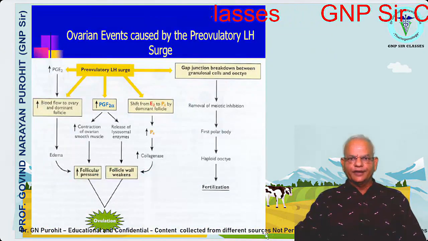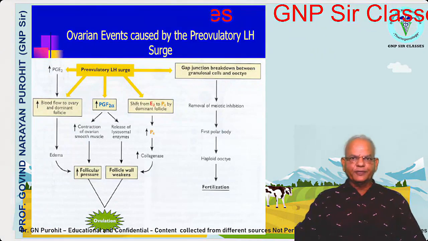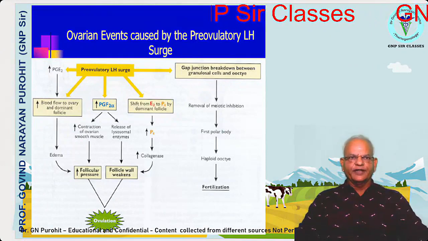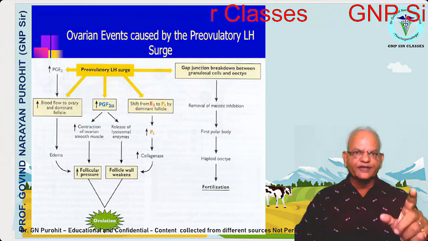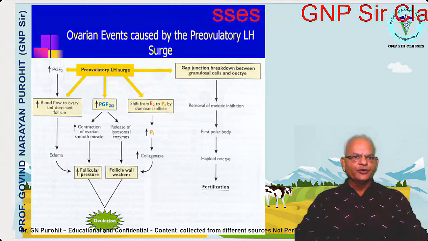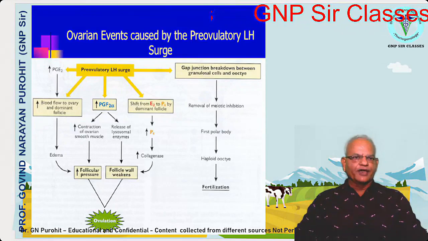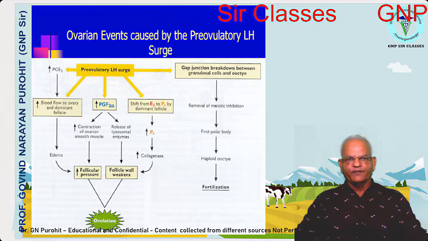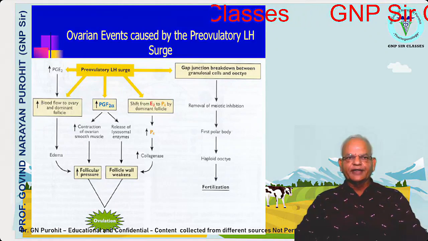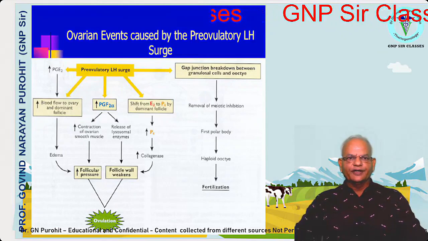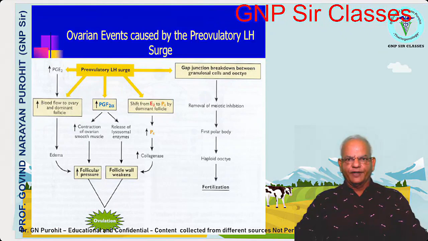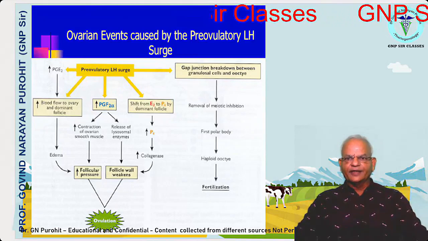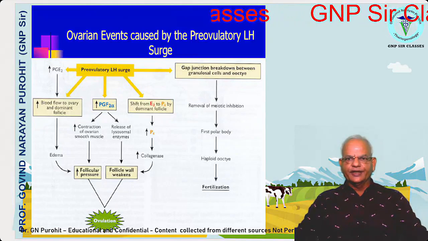Now, let us try to understand what are the ovarian events caused by a pre-ovulatory LH surge. A pre-ovulatory LH surge, as you can see in this chart, leads to increased prostaglandin F2 alpha, wall thinning, and increased intrafollicular fluid pressure, and ultimately this leads to ovulation, right? So the increased intrafollicular fluid pressure, follicular wall thinning, and increased fluid ultimately lead to ovulation in the dairy cow.